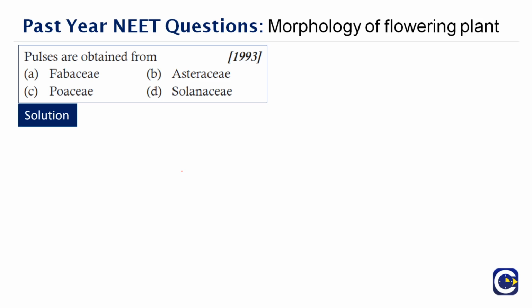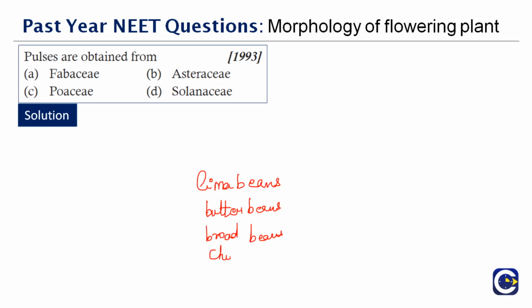So I can give you some examples of pulses. You have dried beans such as lima beans, then you have butter beans. What are the other things that you have? You have broad beans, chickpea. So you have a big list itself.